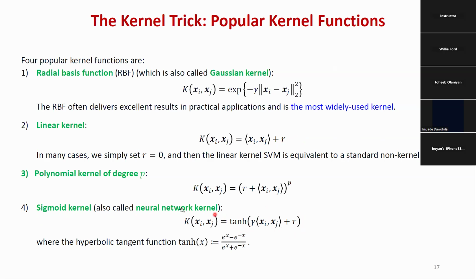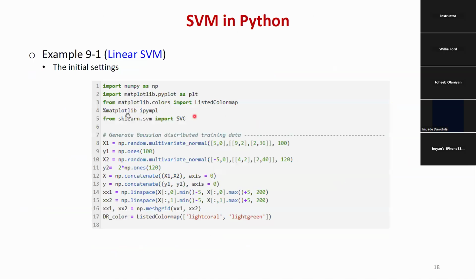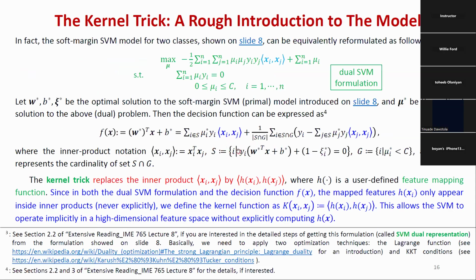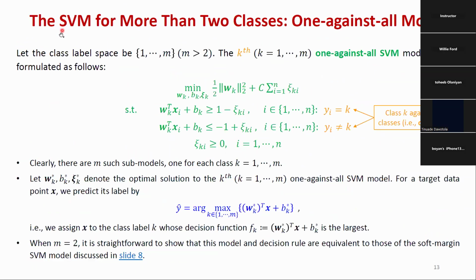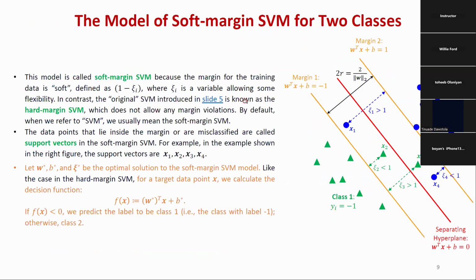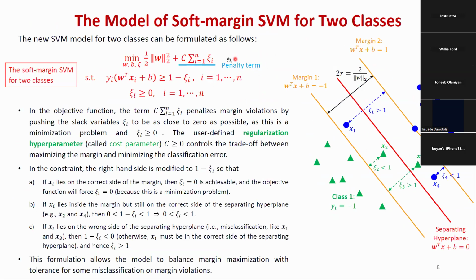It's also called a neural network kernel, because in neural networks we are basically running sigmoid kernels, and here the tanh function is the hyperbolic tangent function defined in this way. The good thing is that in the scikit-learn library, you don't need to explicitly compute this. It's all built in, okay? But you do need to know the idea of, let's say, one against all and one against one to handle more than two classes. And the most important things are two things.